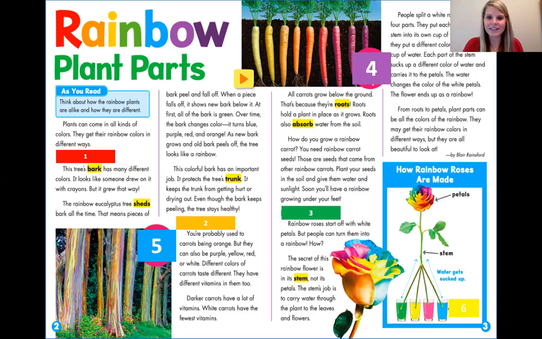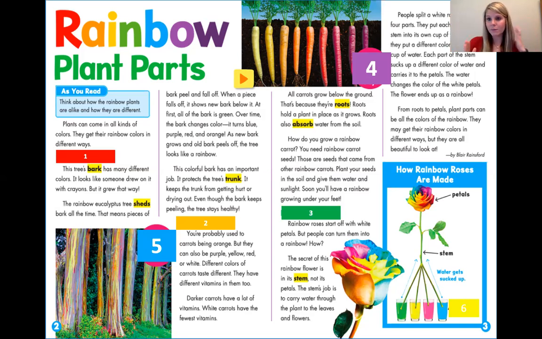All right, so number 3 here. Rainbow roses start off with white petals, but people can turn them into a rainbow. How? The secret of this rainbow flower is in its stem, not its petals. The stem's job is to carry water through the plants to the leaves and flowers. People split a white rose's stem into 4 parts. They put each part of the stem into its own cup of water. Then they put a different color dye in each cup of water. Each part of the stem sucks up a different color of water and carries it to the petals. The water changes the color of the white petals. The flower ends up a rainbow.